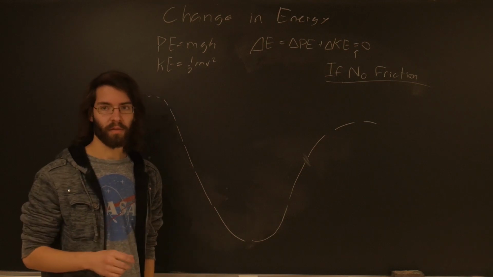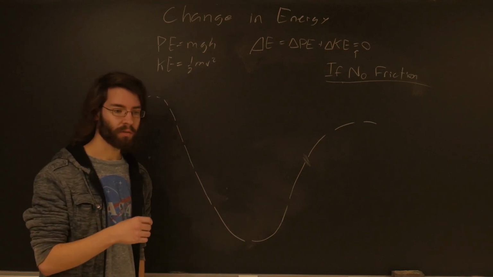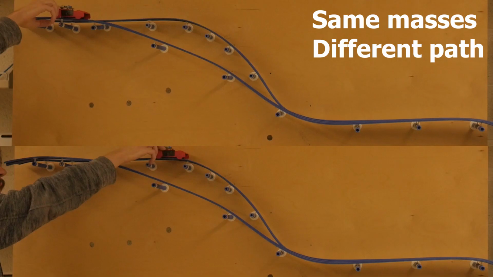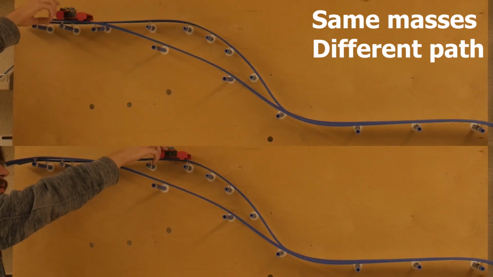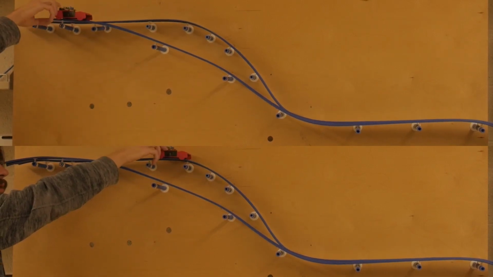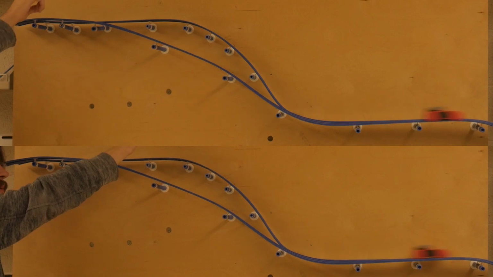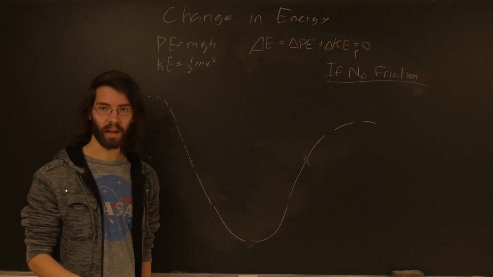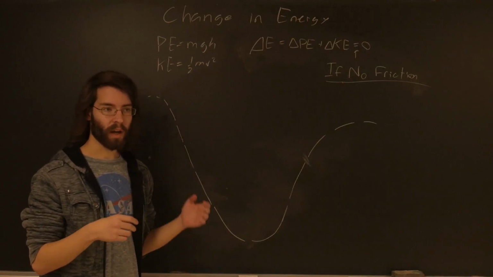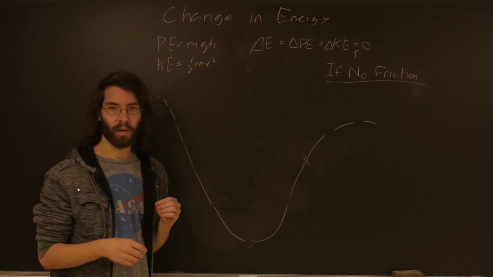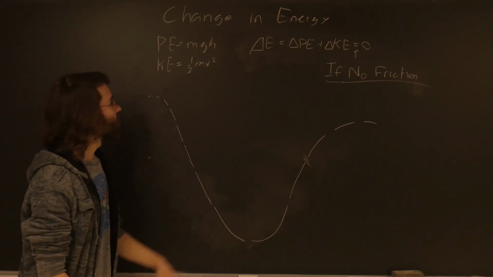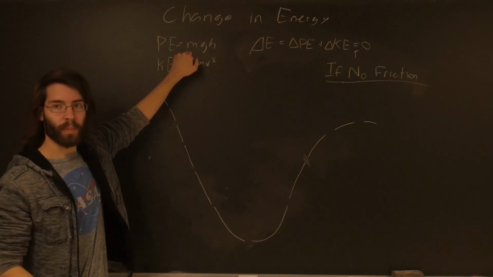We'll be showing some videos on the screen. First, the same cart going down two different paths down the coaster. You should be able to tell that the cart has the same velocity at the end when it's given the same starting velocity to begin with.